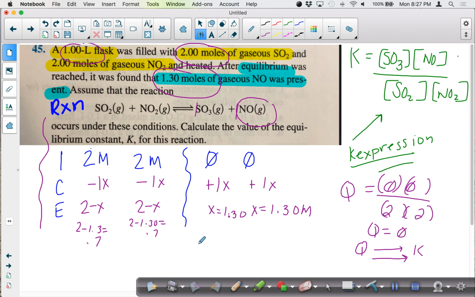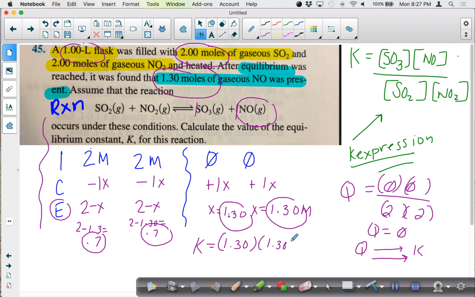So everywhere there's an x, we can plug in 1.30, and then we can plug in 2 minus 1.3 for the other values. Plug these resulting numbers back into the K expression, because now these are the equilibrium values. And what we wind up with is K equals 1.30 times 1.30 over 0.7 times 0.7, which comes out to K equals 3.4.